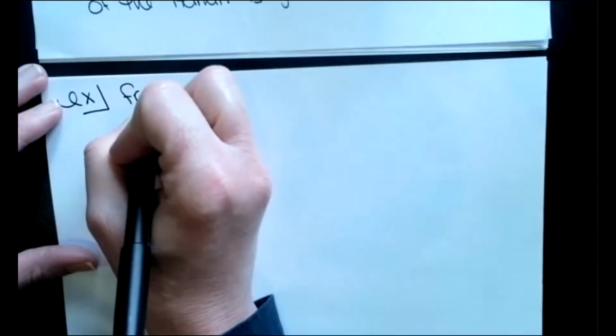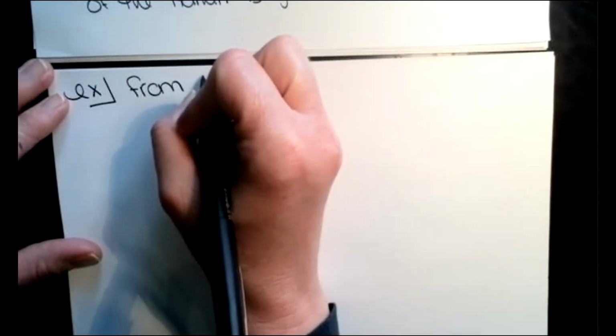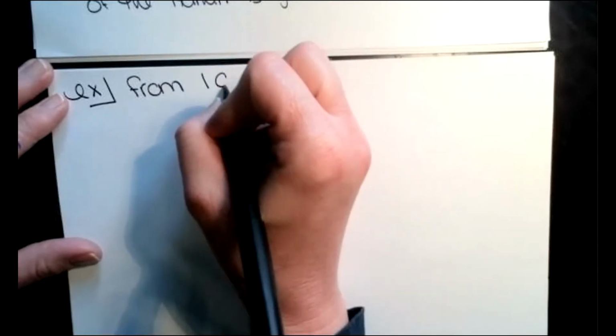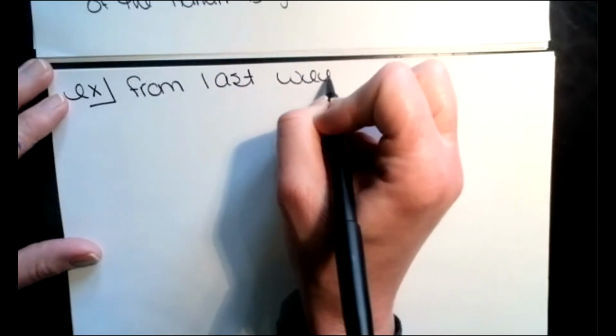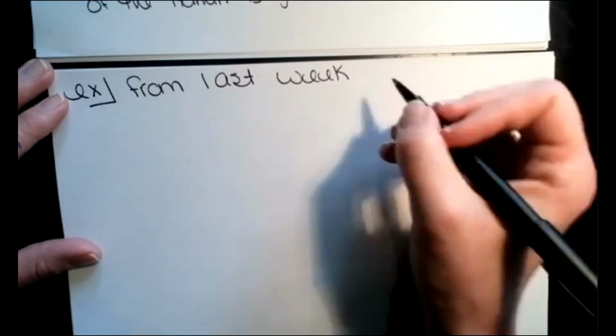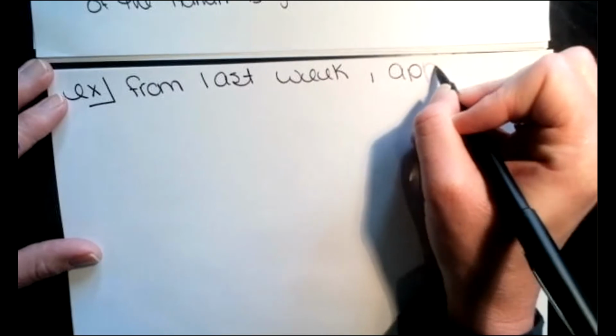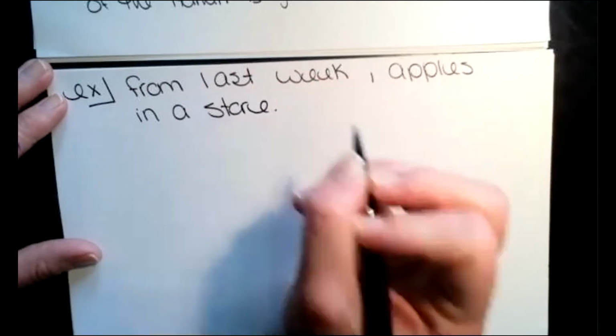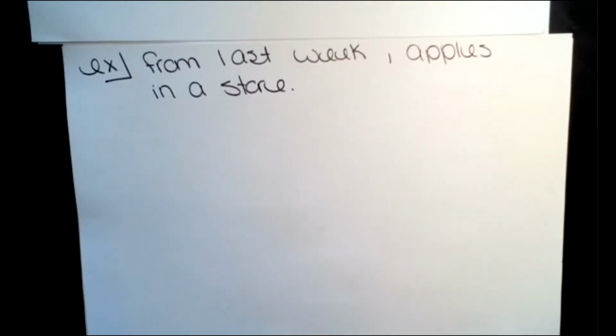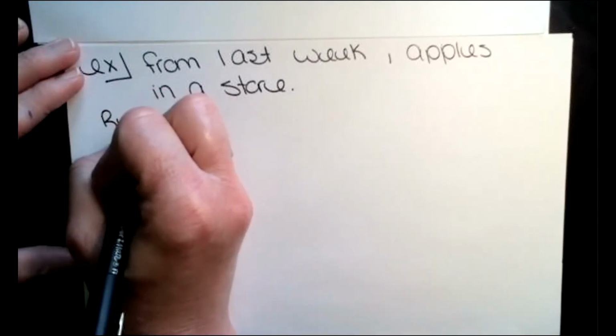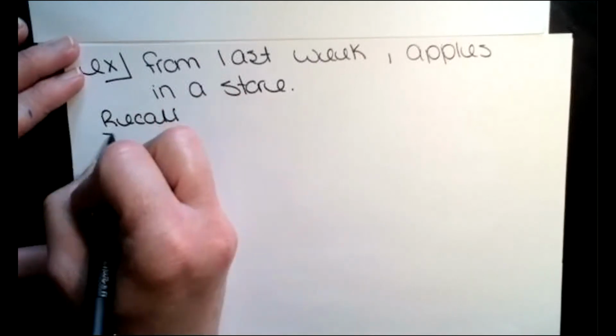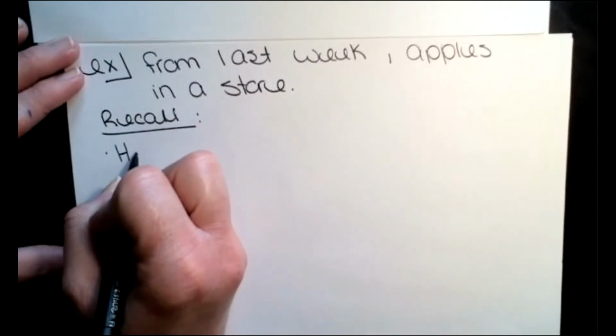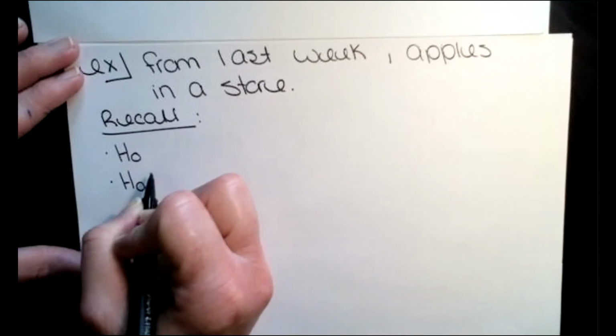So again, from last week, I'll just say it's the apples in a store. Again, I'm going to recall the information just so we have it all at our fingertips so we don't have to keep flipping back and forth. So we can recall our null and our alternative.